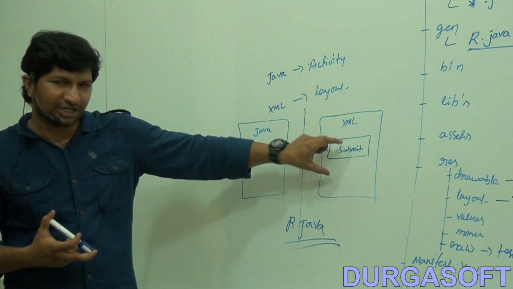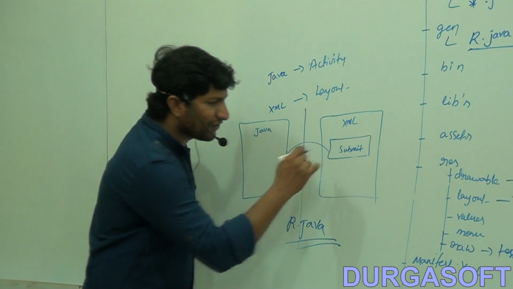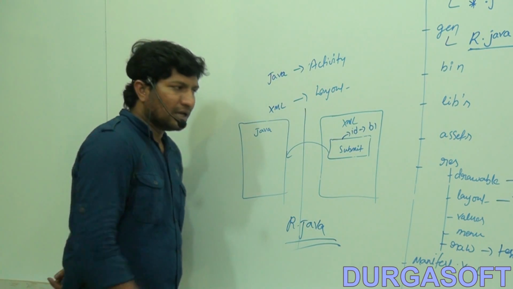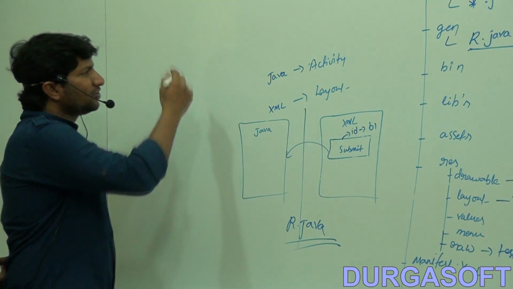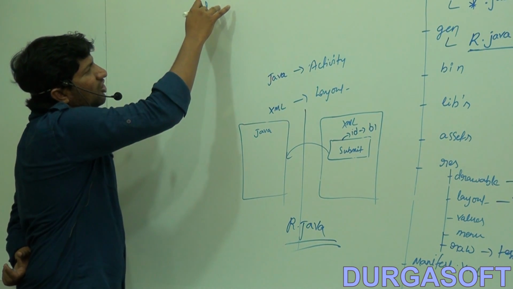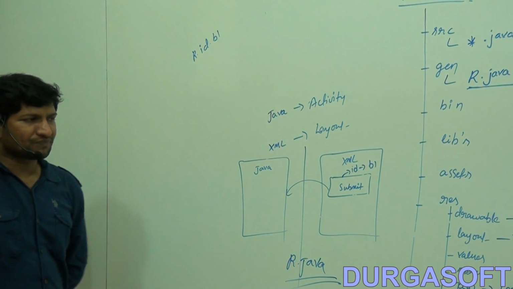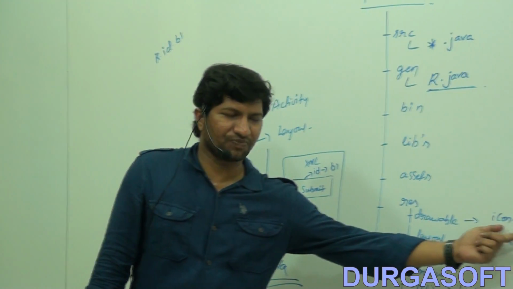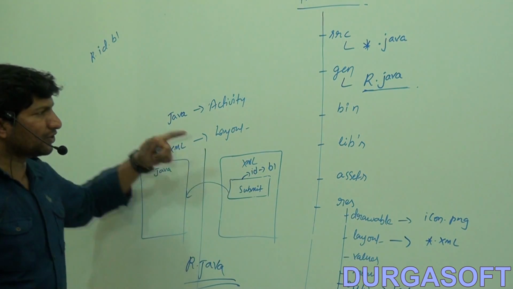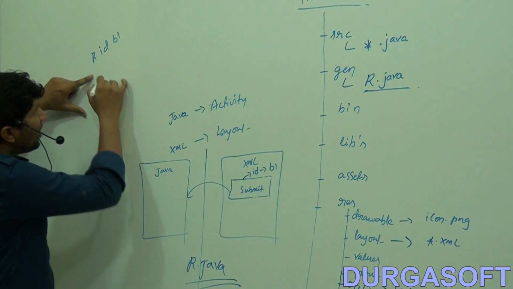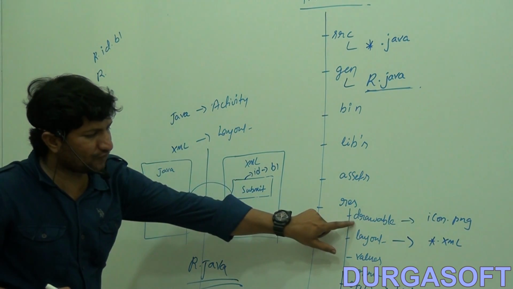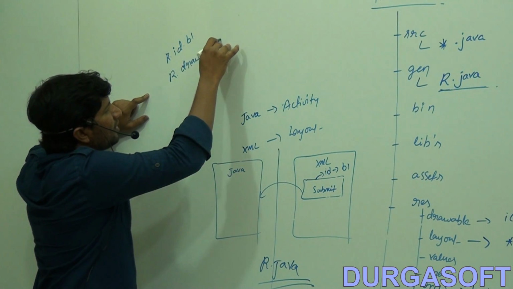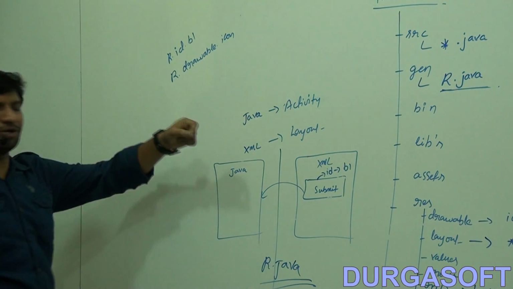For example, if you want to get this button component into your Java code, you need to specify an ID for this one. Let us take the ID for this button is B1. To get this button component into your Java code, we call r.id.b1. Here in the drawable folder, I have an image called icon.png. If you want to get this image component into your Java code, R is termed as resource, what is the folder name? Drawable. r.drawable, then call the file name. You can get the image component into your Java code.